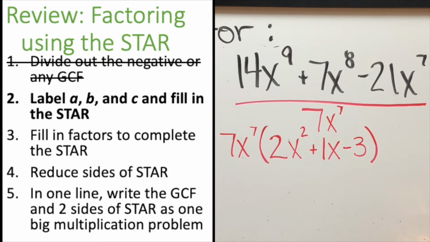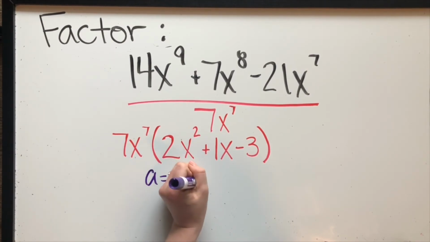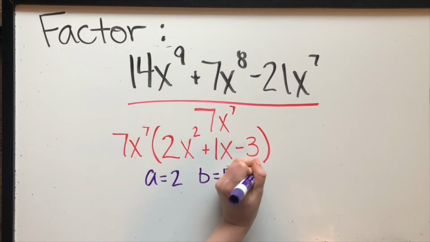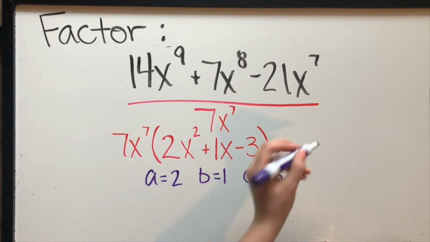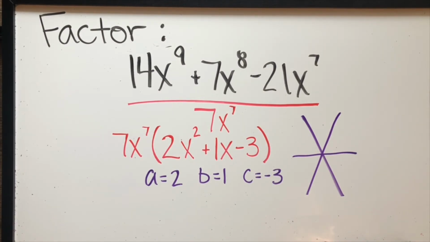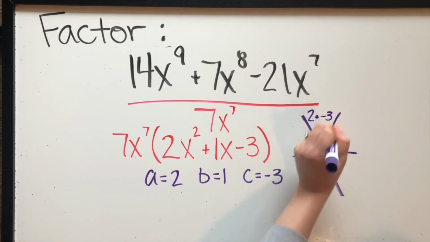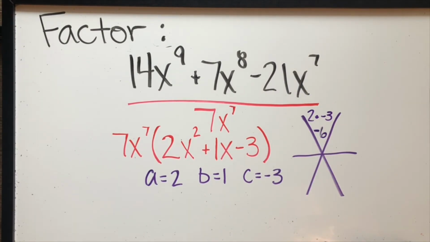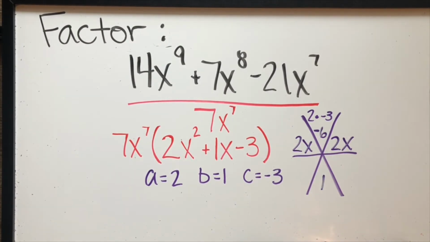So now we're going to run through and label A, B, C and fill in the star. So A is 2, B is 1, and C is -3. So on the star, we're going to put 2 times -3 at the top, which is -6. B is on bottom, and AX goes to the 2 sides.